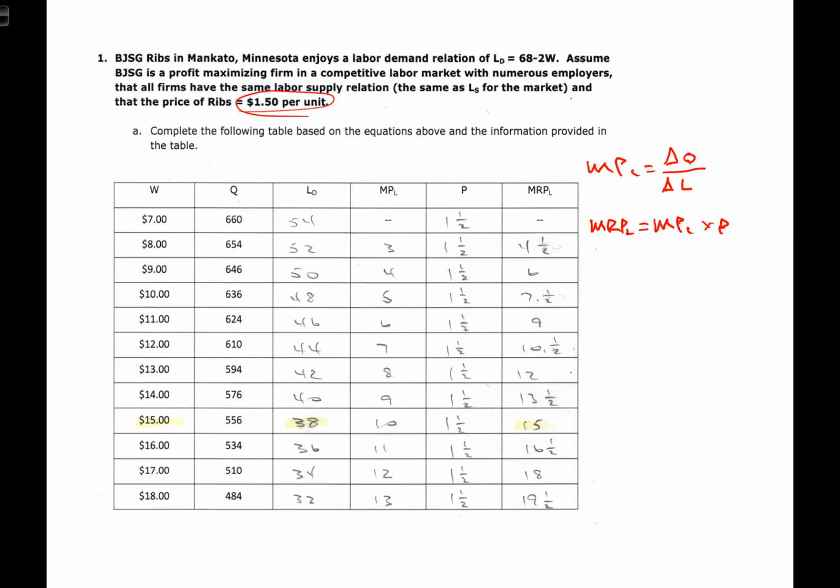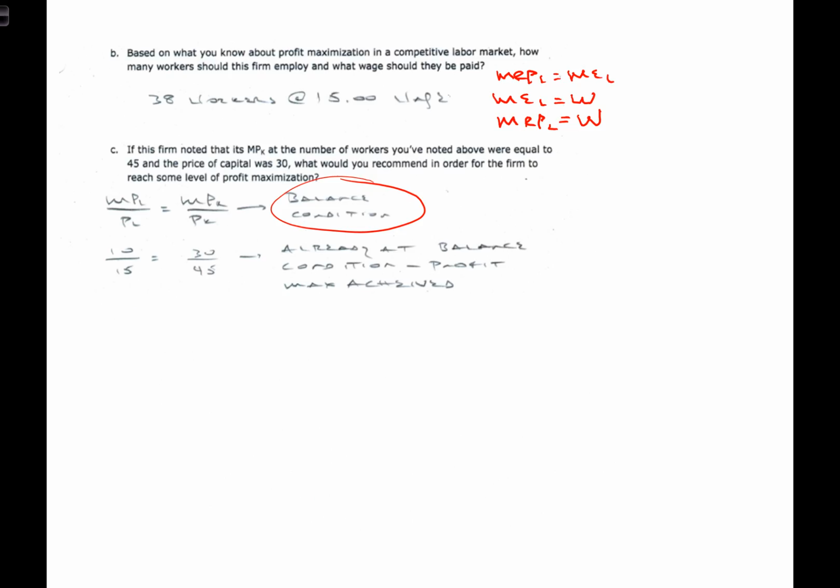I then ask you something that harkens back to what's referred to as the balance condition. I give you some information about marginal product of capital and the price of capital. So I've given you MP of K is 45 and price of capital is 30. And by the way, you know the marginal product of labor and the price of labor from the prior table, so you can figure out some profit maximization here as well.